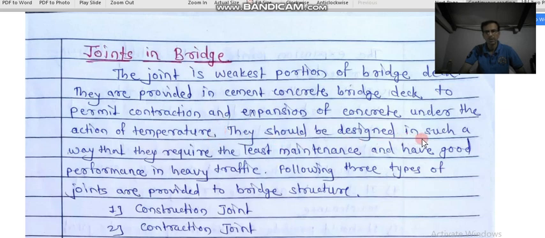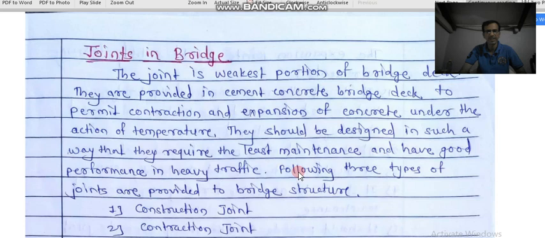They should be designed in such a way that they require the least maintenance and have good performance in heavy traffic. This may be the main function or main design goal of bridges, that is, they should be designed in such a way that they require the least maintenance. So low maintenance will be there, and there will be good performance in heavy traffic also.